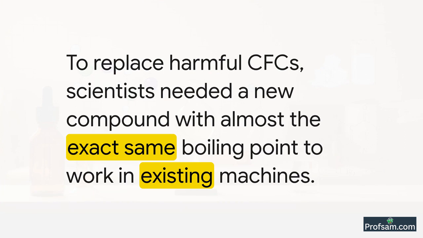So scientists faced a massive challenge. They had to find a new chemical that was safe for the ozone, but, and this is the crucial part, it had to have almost the exact same boiling point as the old one. Why? Because then it could work in the millions of refrigerators and ACs that were already built. And they found one, HFC-134a. Its boiling point is -26 degrees Celsius, almost a perfect match. This really shows you how important physical properties are for real-world engineering.